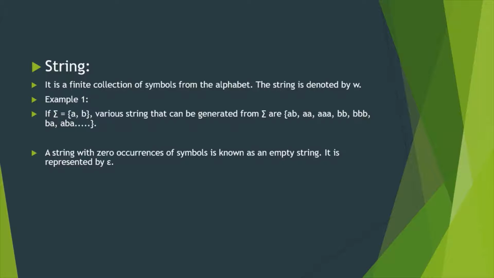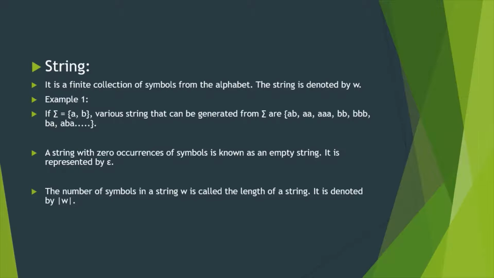A string with zero occurrences of symbols is known as the empty string, and it is represented by epsilon. It means that whenever we have zero symbols in our string, this string is called the empty string, and it is represented by this epsilon symbol.